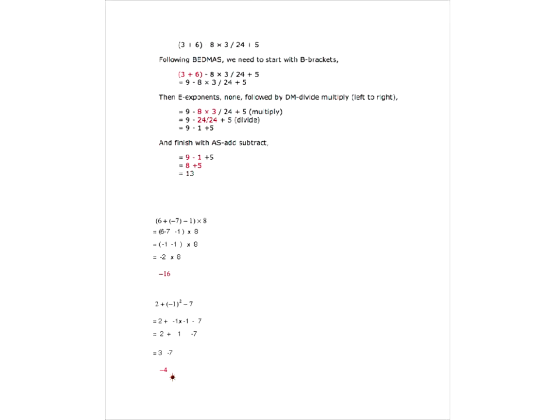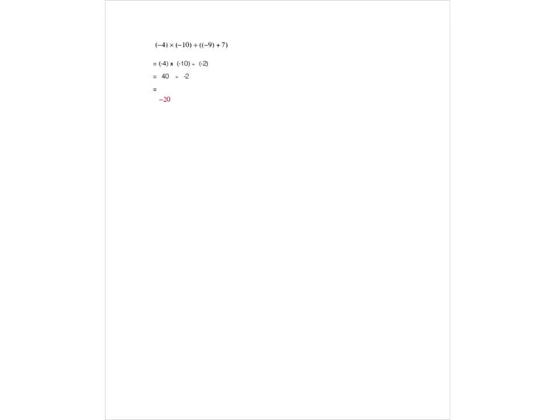I probably should have come up with some better examples that had, you know, brackets and exponents and stuff like that. But just wanted to show you a few. Okay, here's one that's probably a little better.